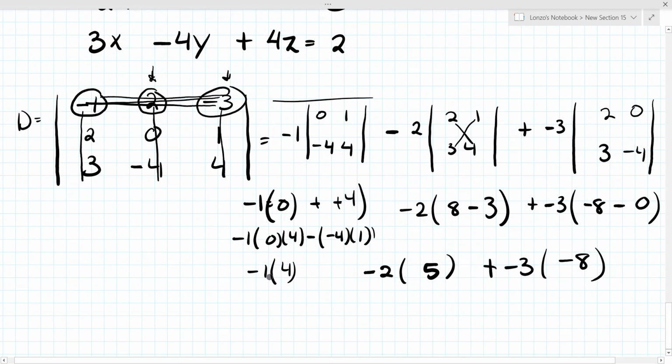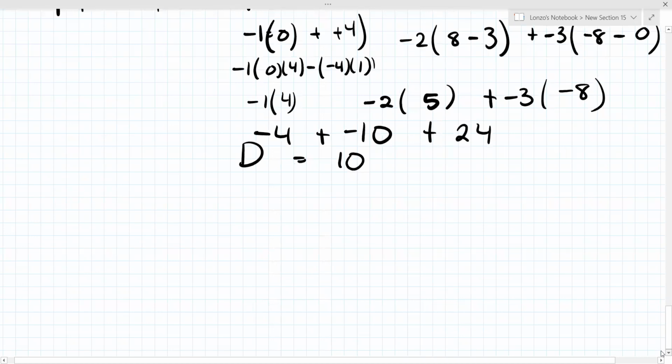So let's simplify. -1 times 4 is -4, plus -2 times +5 is -10, plus -3 times -8 is +24. And when you put that all together, 24, -10, and a -4 will give you +10. So this is just your regular determinant. Okay, so you know the rule.